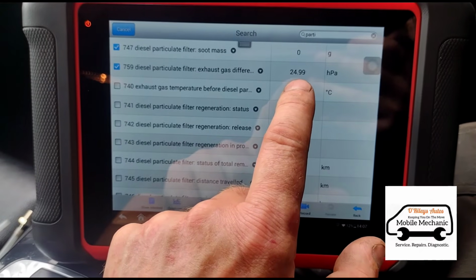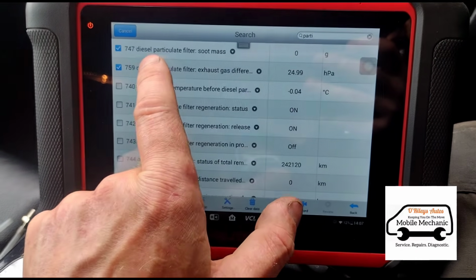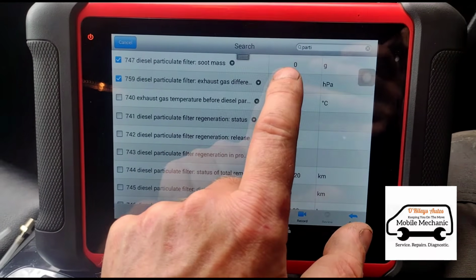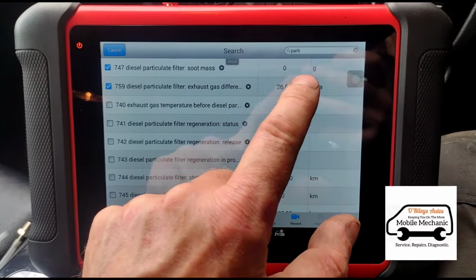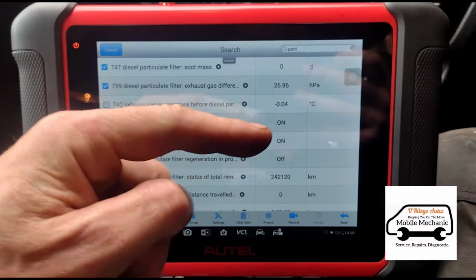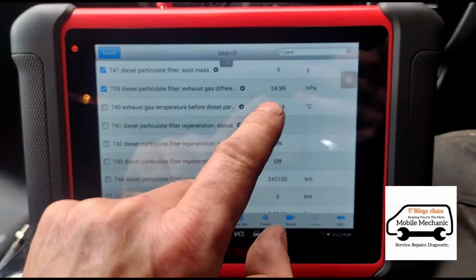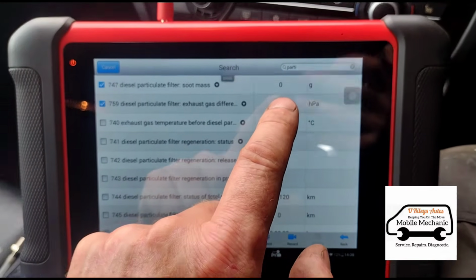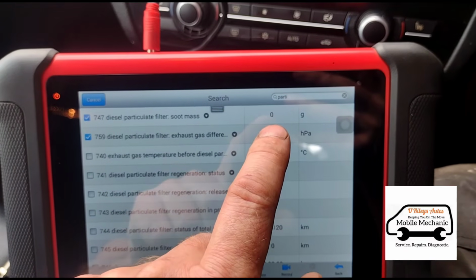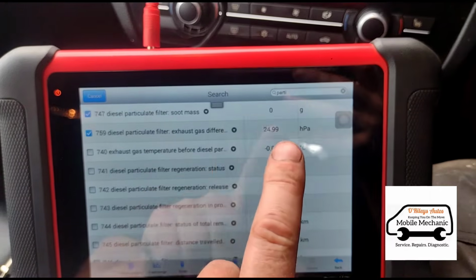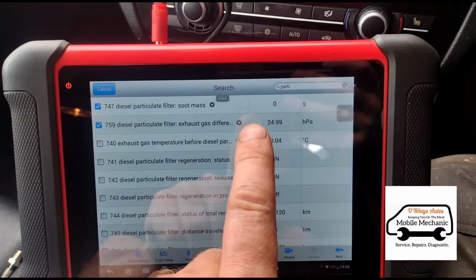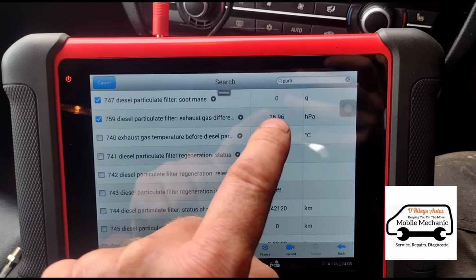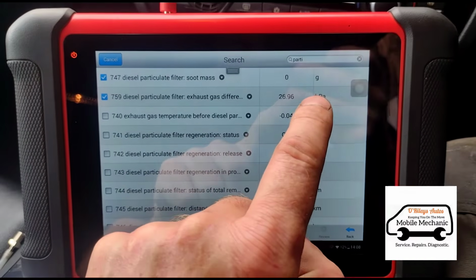And once that sensor goes out, it will then send the particle filter soot mass, those grams, will go crazy because it will think that there's a massive blockage in the DPF, and it will trigger off the soot mass and then tell you that your DPF is unable to do a regeneration. It's gone beyond the point of regeneration because the soot grams are too high, when actually they're not. It's just because the DPF sensor was out.